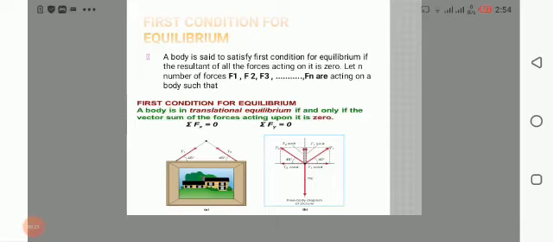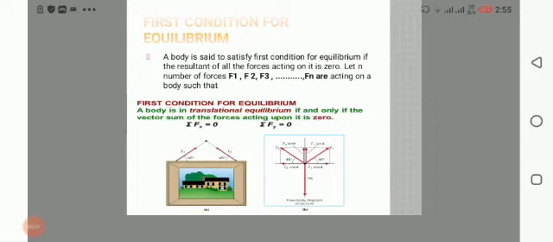Let n number of forces F1, F2, F3 and so on up to Fn be acting on a body. First condition for equilibrium: a body is in translational equilibrium if and only if the vector sum of the forces acting upon it is zero. Sigma Fx is equal to 0, the forces along the x-axis, and sigma Fy is equal to 0, the forces acting along the y-axis.